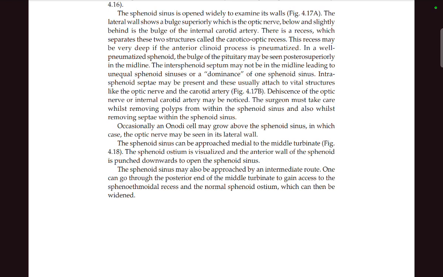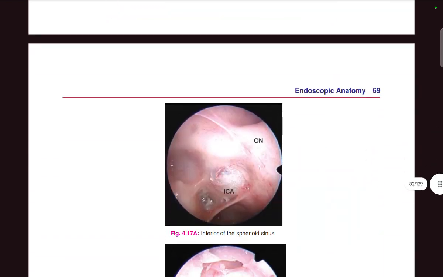The sphenoid sinus can be approached medial to the inferior middle turbinate. The sphenoid ostium is visualized and the anterior wall of the sphenoid is punched downwards to open the sphenoid sinus. The sphenoid sinus may also be approached by an intermediate route. One can go through the posterior end of the middle turbinate to gain access to the sphenoethmoidal recess and the normal sphenoid ostium, which can then be widened.